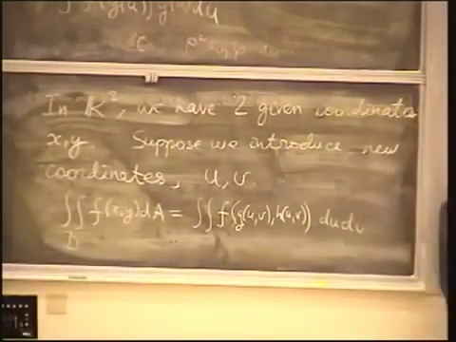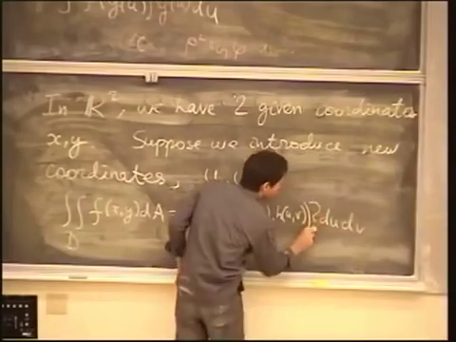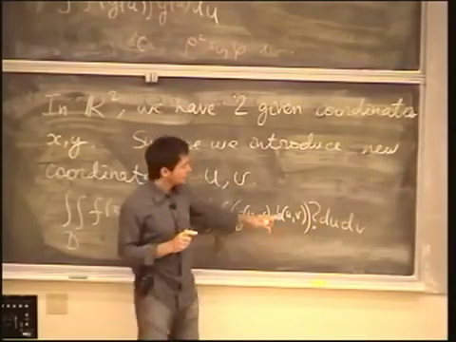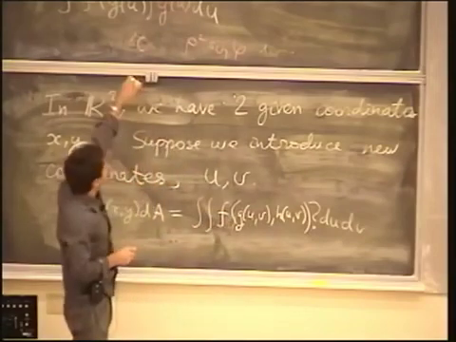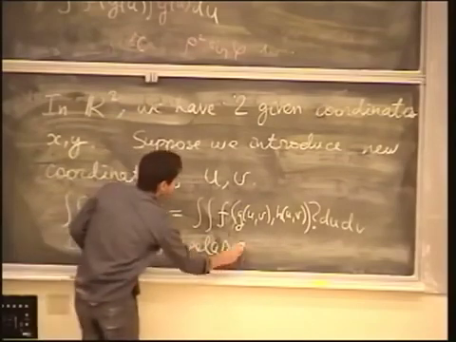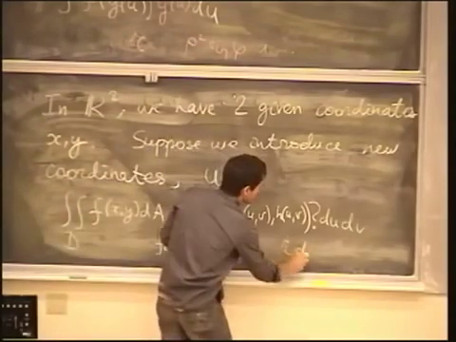But this is not enough. The point is that there is always an additional factor. There is always a distortion factor here, which we are not going to calculate. An example of this factor is the factor r, which we have found in the case of polar coordinates. So for polar, we get r, and then we get dr, d theta.